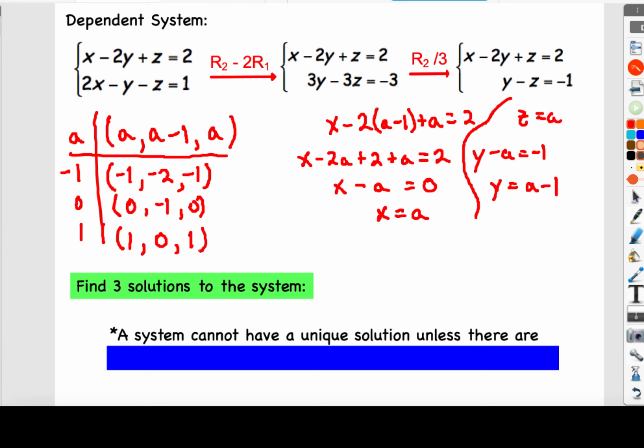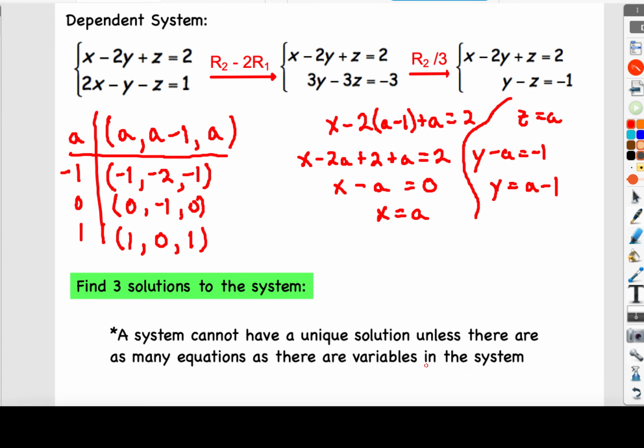You can plug whatever number you want in for a, but you can't have a unique solution, a single solution, unless you have as many equations as you do variables. Right now we have a dependent system. We get answers, but the answers depend upon us choosing an a value in order to identify an individual answer.